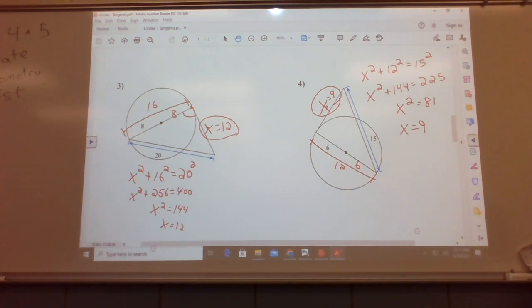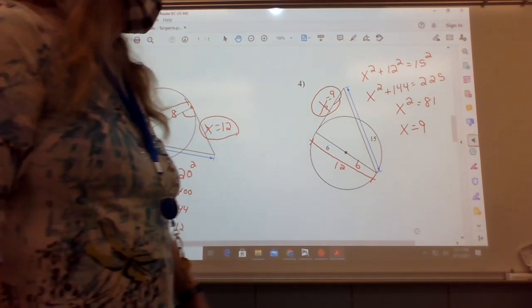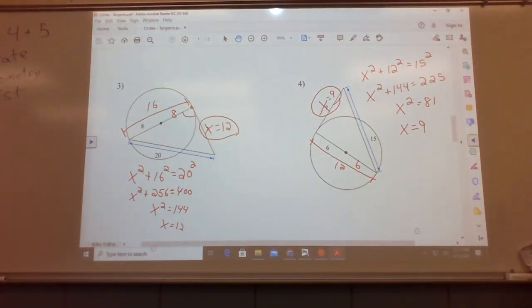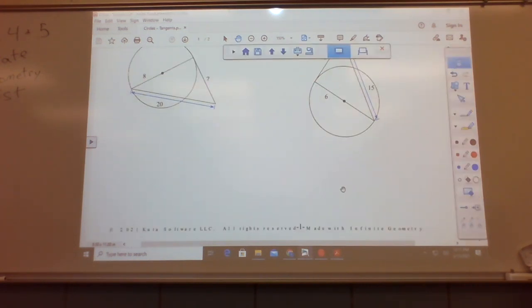Now, if you notice, 5 and 6 change. They don't look like these. They look like something else. We all good? Drew, you still with me? Yep. 6.